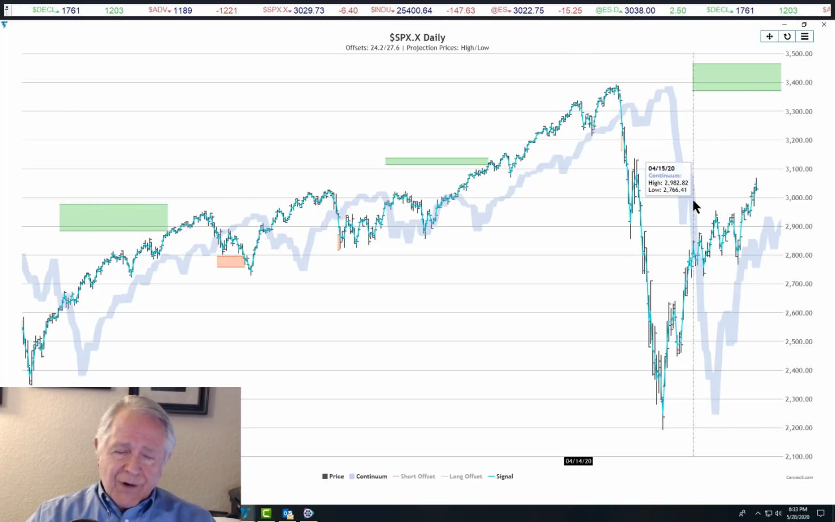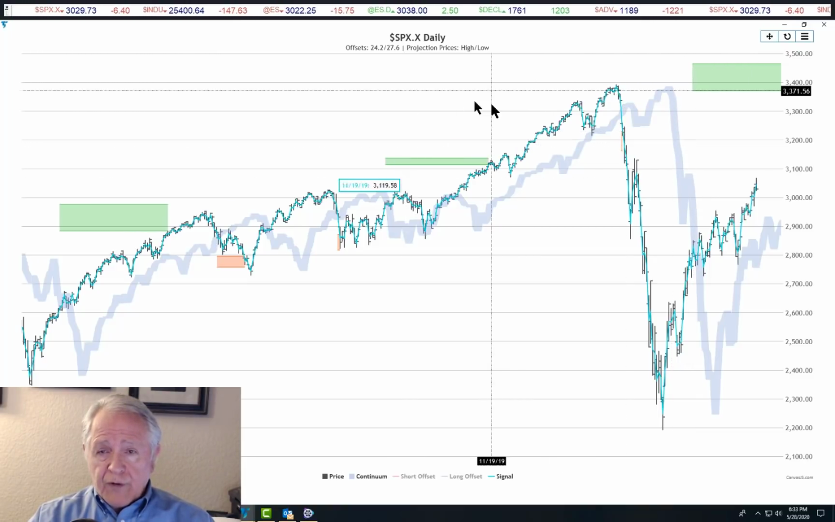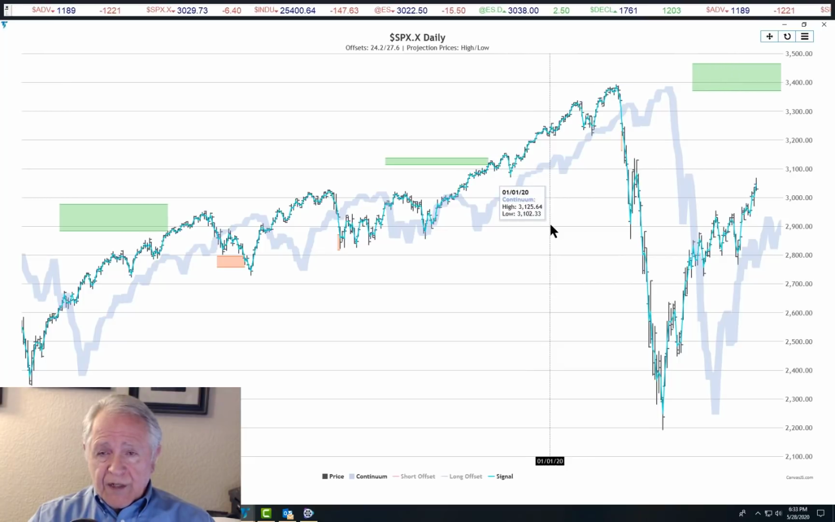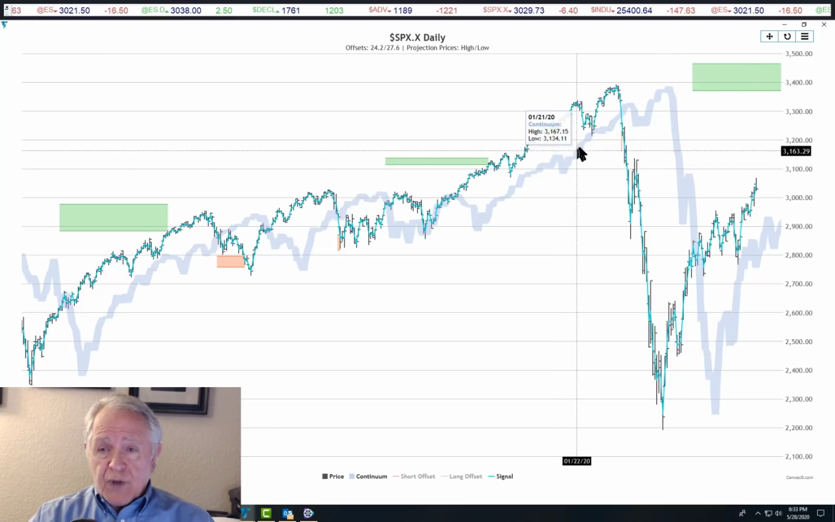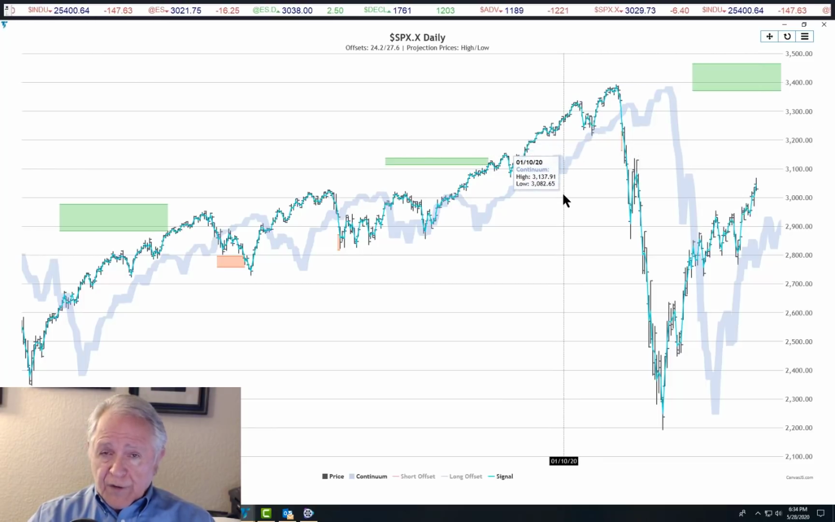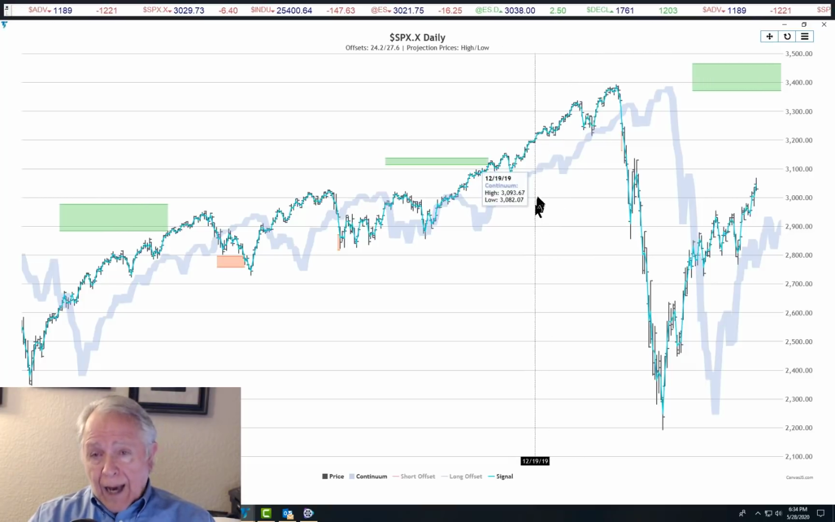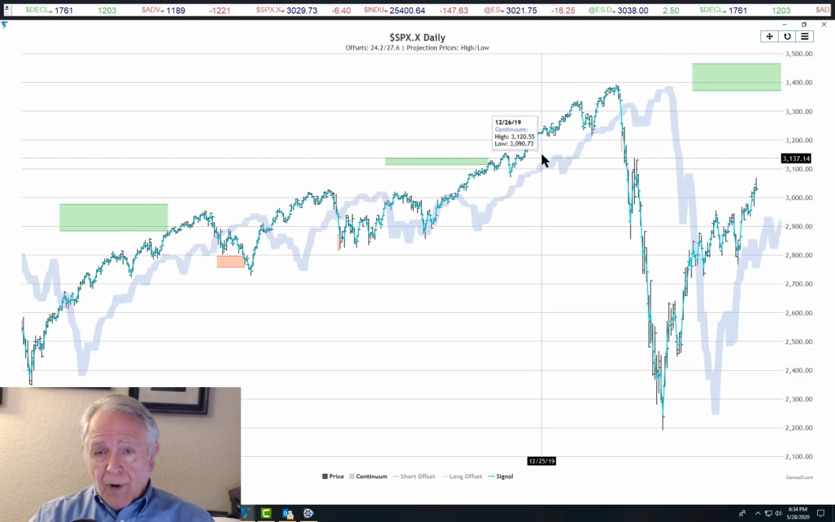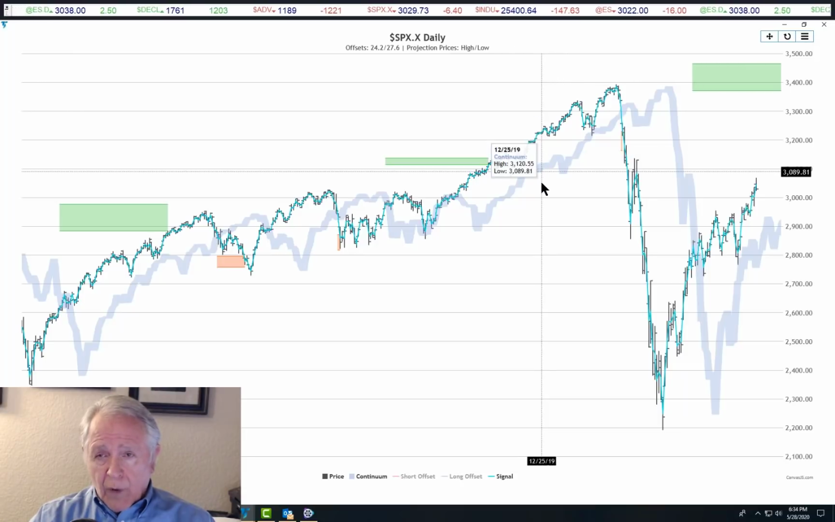Okay, enough advertising. Let's step back and look at the market. This is a daily chart of the S&P. As I told you, 24.2 to 27.6 offsets. And this, what I call the continuum, is the space in between those offsets. So in order to confirm any kind of projection, you have to get above the continuum on an upside projection and below it on a downside projection, okay?